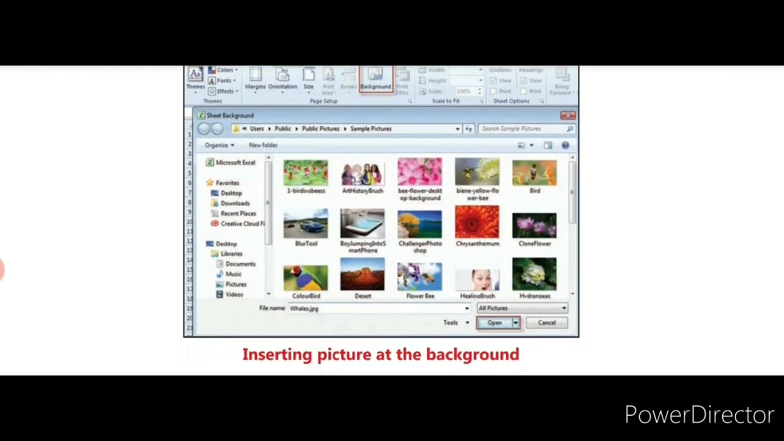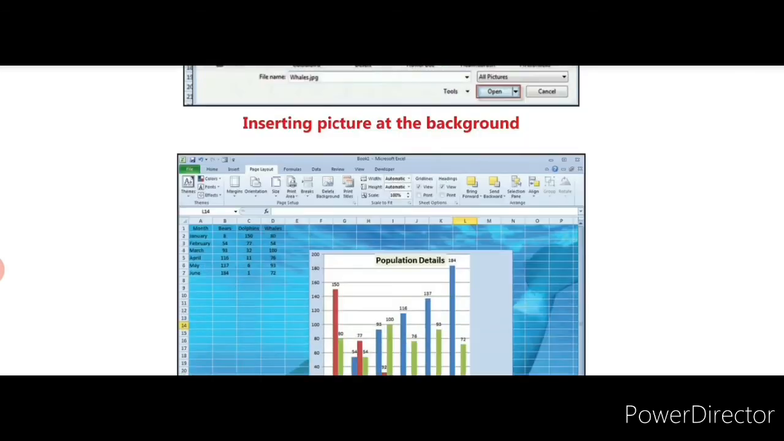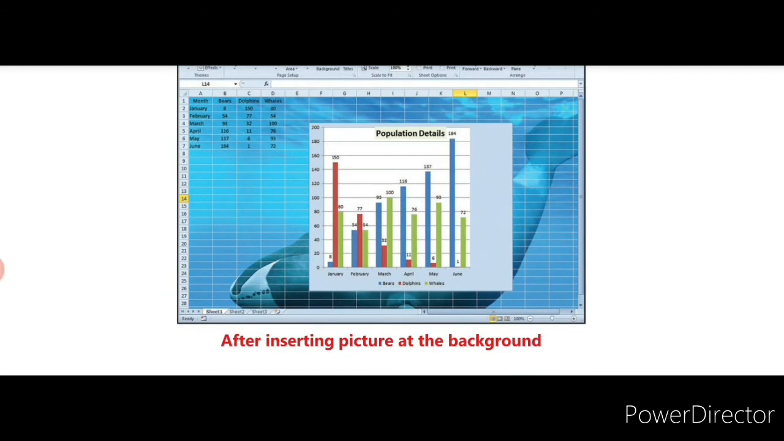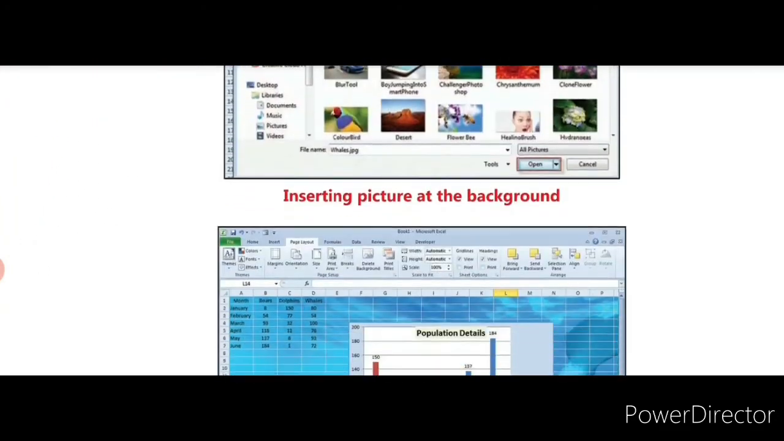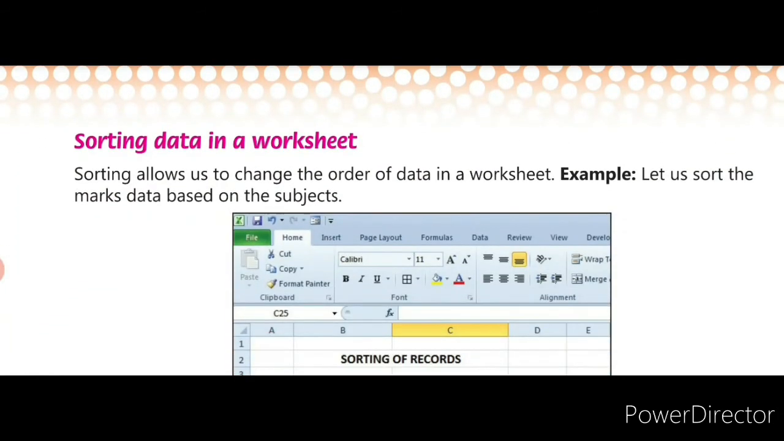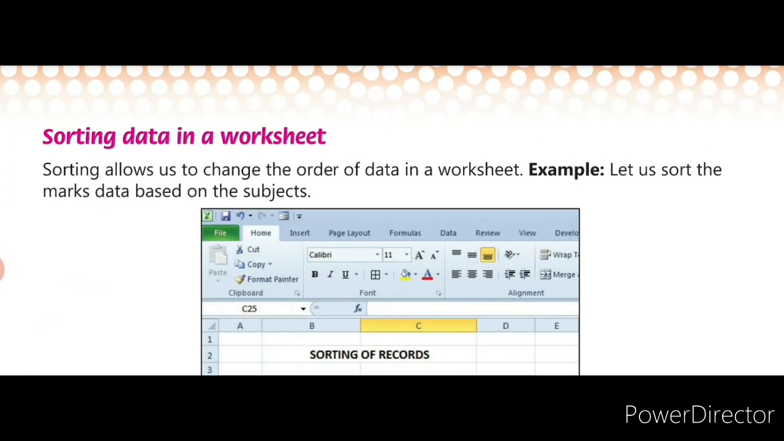So this is how your inserting picture at the background window appears. This window shows your picture is being inserted at the background of your worksheet. This population details is the worksheet area. So this dolphin picture is being inserted at the background of the worksheet. These are the steps to be followed. Next we are going to see how to sort the data in the worksheet. What is sorting? Sorting is nothing but arranging the data.